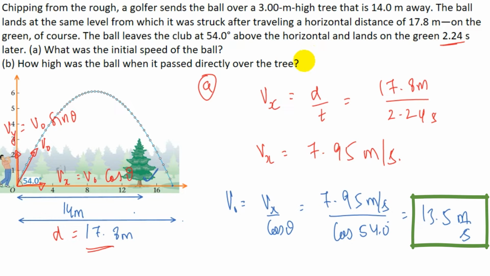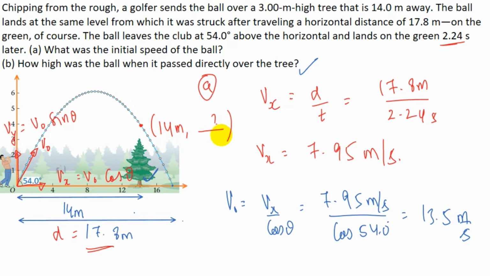Now next we have to find how high the ball was when it passed directly over the tree. Basically what we have to find is, when the ball passes over the tree, what was the y value? And the x value we already know, this is 14 meters, but we don't know the y value, how high the ball was. So if we are able to find the y value, we can get the answer, right?